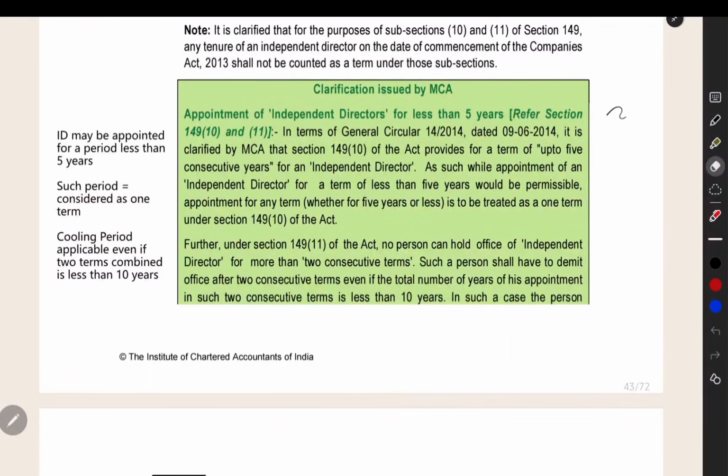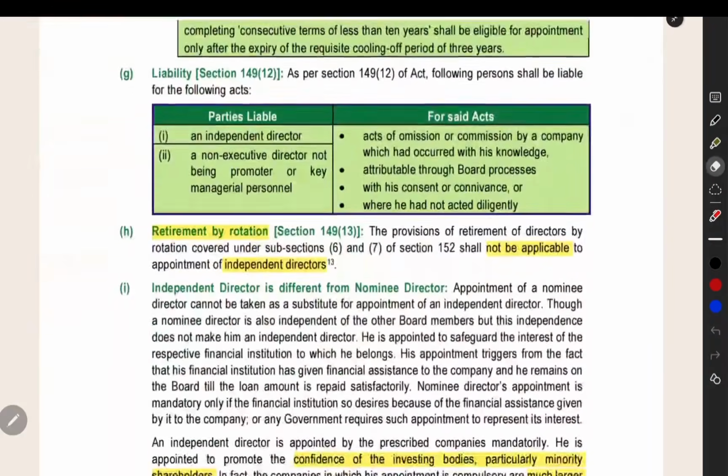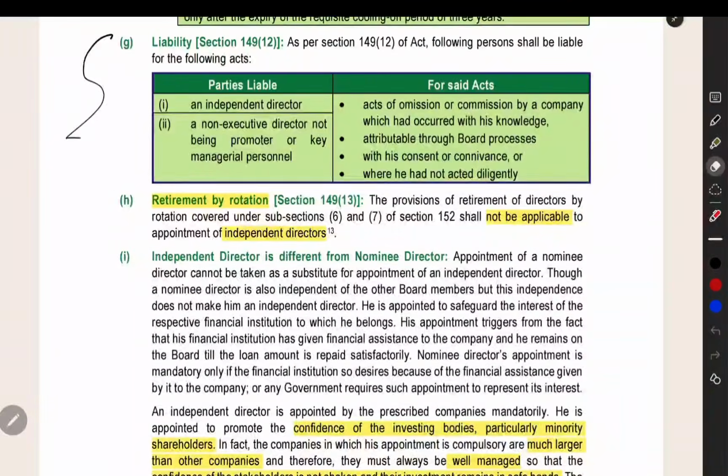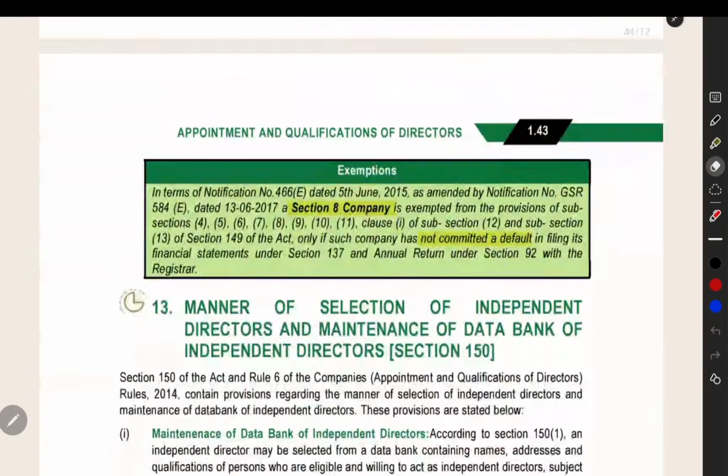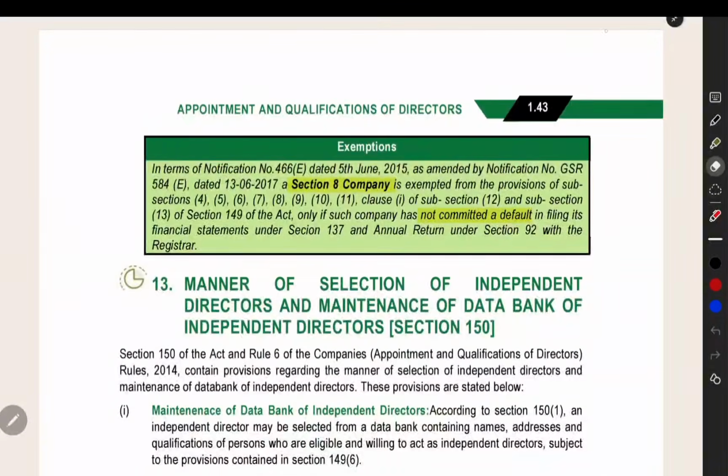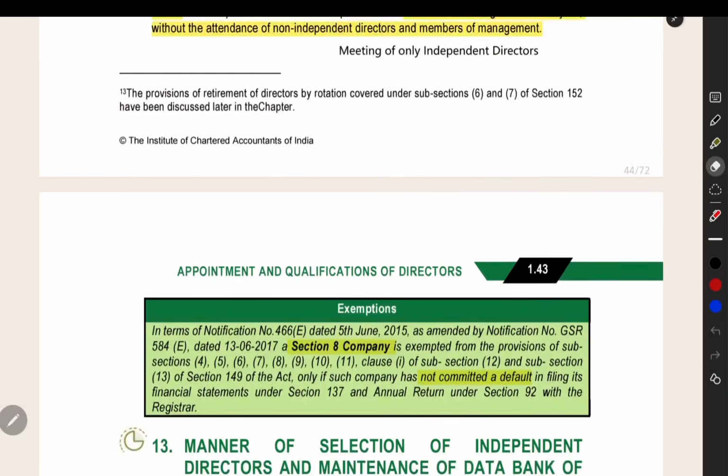And then some clarification issued by MCA. You can read that. Next, liabilities relating to the liability of an independent director, in which cases the independent director will be liable. The retirement by rotation provision will not apply to independent directors. Independent director versus nominee director, the differentiation they have given, they have explained it here. So that's all about the provision for independent director. They have given an exemption to the Section 8 company. This also you can read here. That's all about the provision for independent directors.